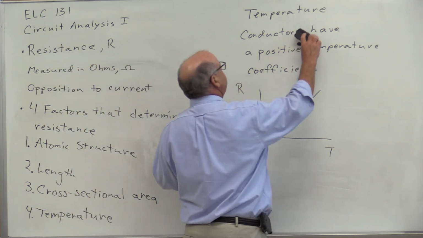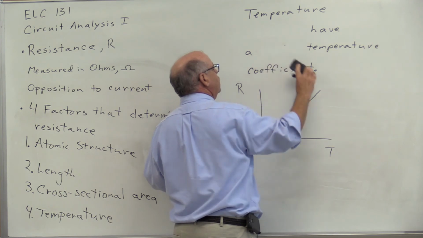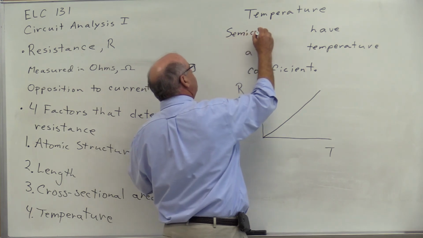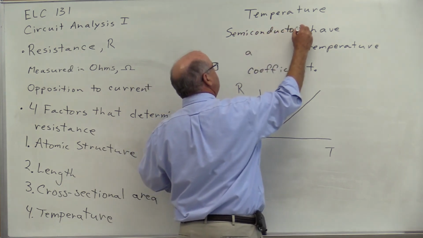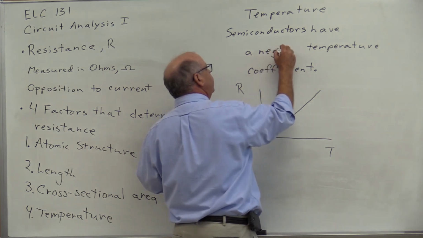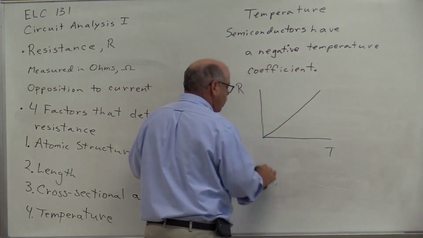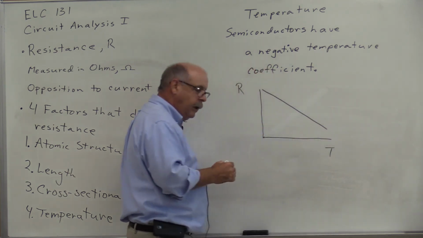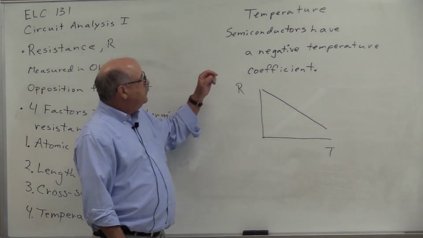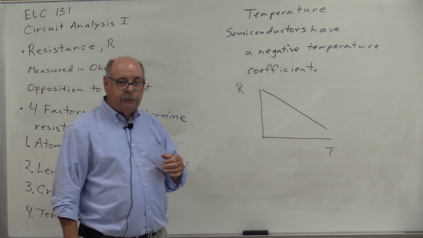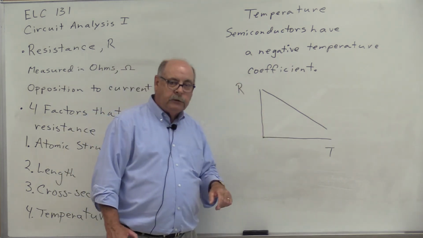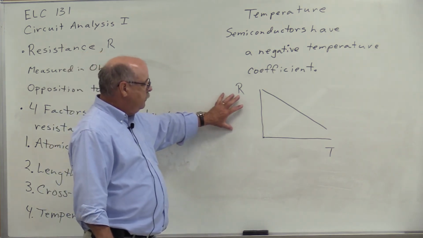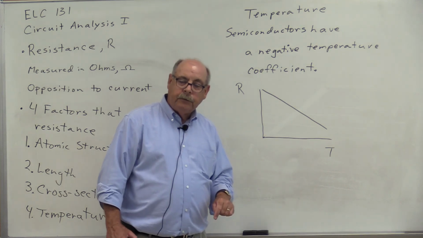Now, semiconductors have a negative temperature coefficient, meaning that as temperature increases, the resistance decreases. So these terms, positive temperature coefficient and negative temperature coefficient, simply describe the algebraic sign associated with the slope of a graph that shows us resistance as a function of temperature.